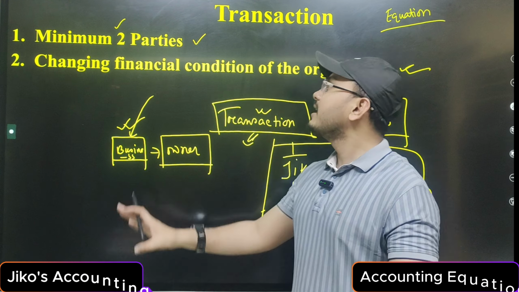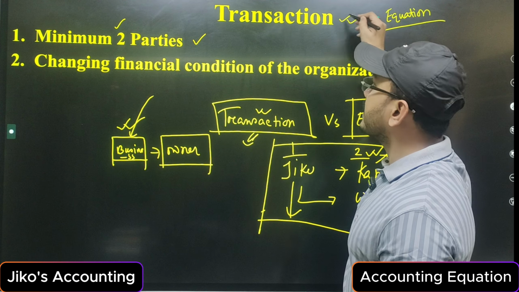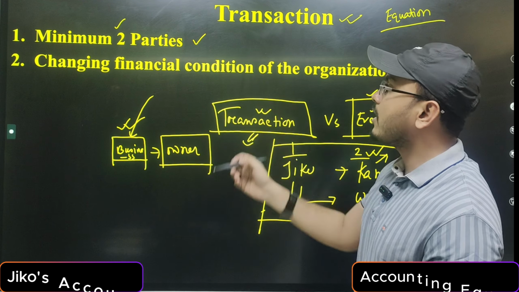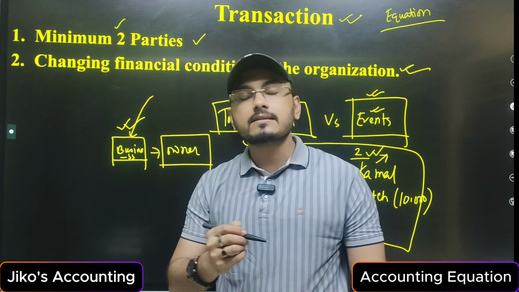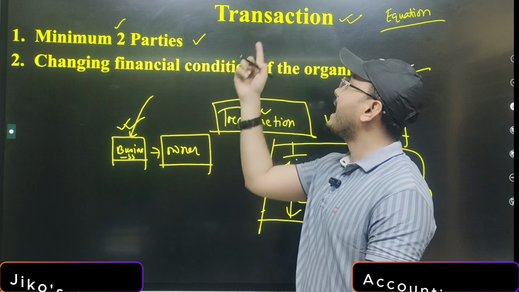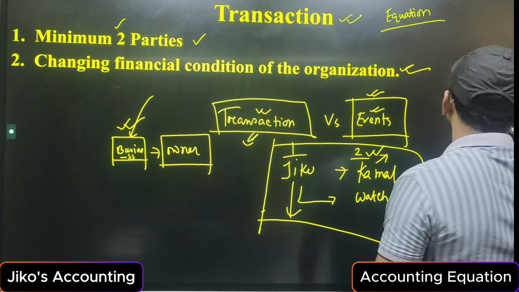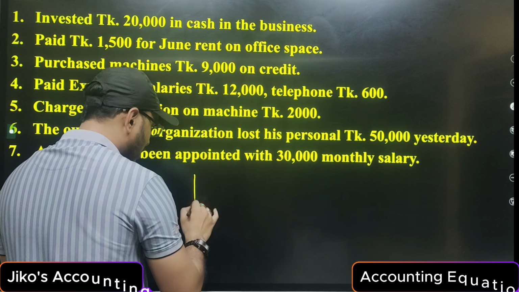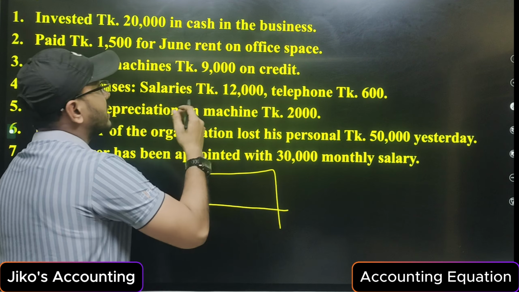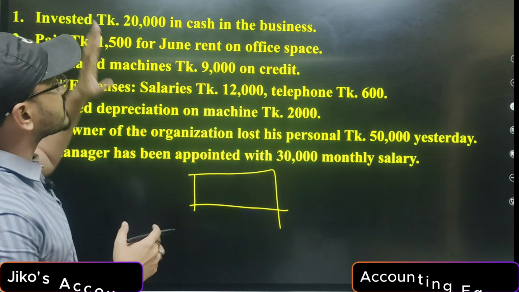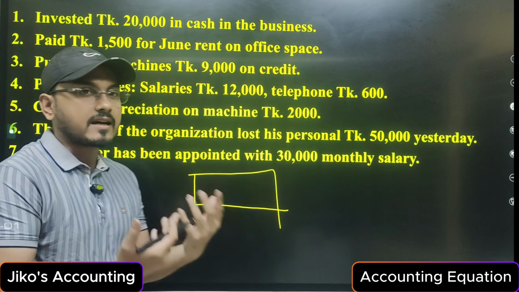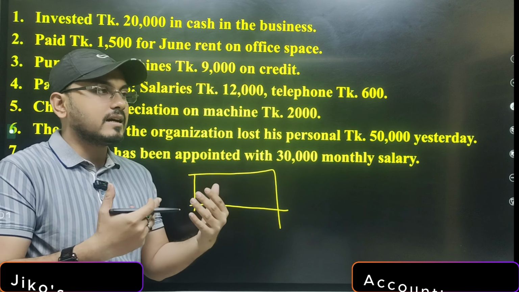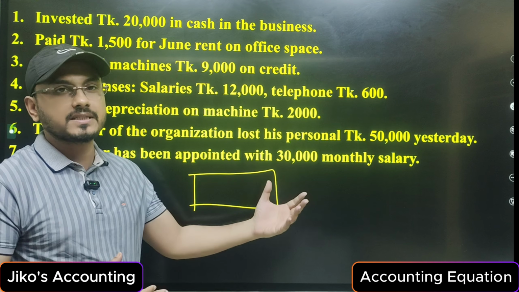Is it clear, sir? So how can we easily identify? There are two characteristics or two conditions that you need to remember to identify a transaction. So we should do some practices. Again, I am saying you should always consider that we are recording all the transactions of the business, not for myself, because I am totally separated from the business.